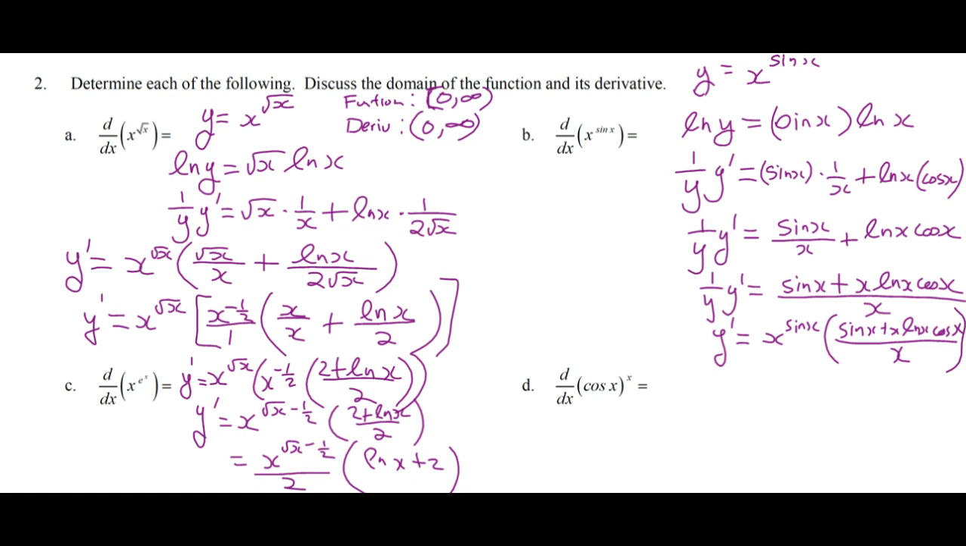Okay, we've got powers with the same base, right? That's an x to the negative 1. So we get x to the sine x minus 1, right? So this guy down here is really an x to the negative 1 multiplied by x to the sine x. So we get x to the sine x minus 1 times sine x plus x ln x cos x.